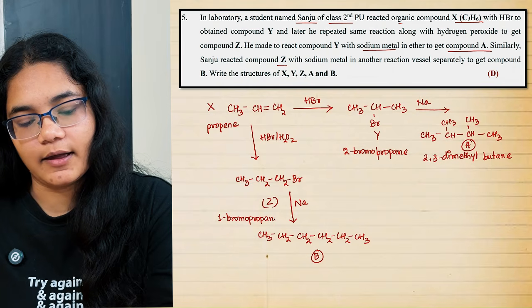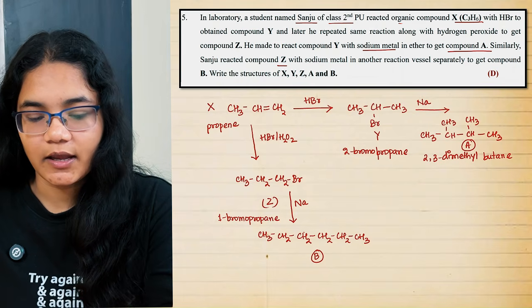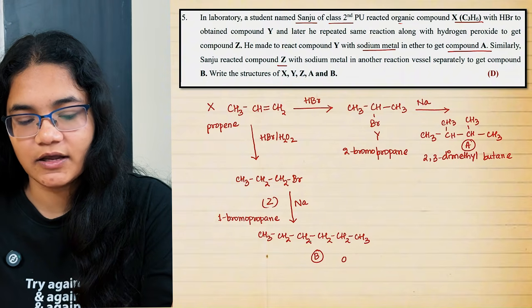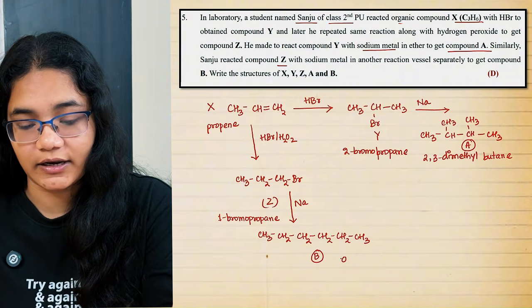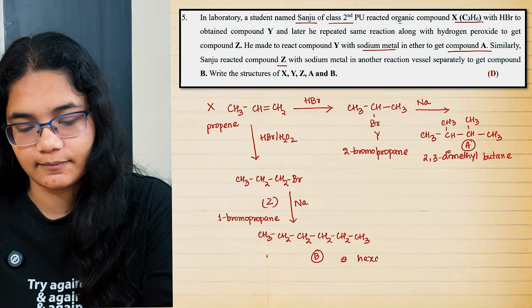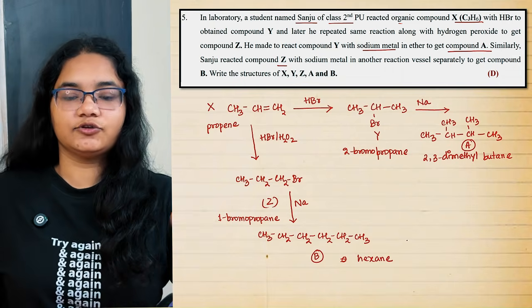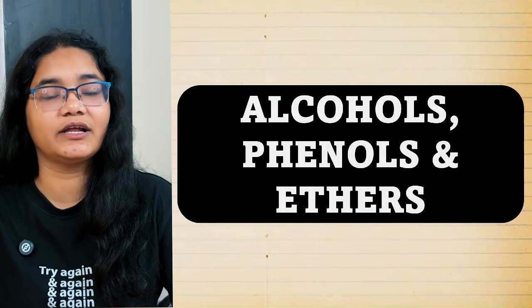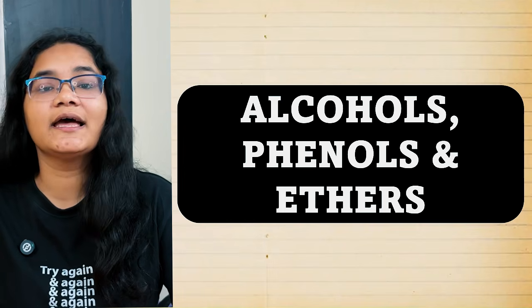Okay, and then we have A and B. So this is 2,3-dimethyl butane, whereas this one is octane, sorry, hexane. 1, 2, 3, 4, 5, 6, hexane. Clear? So these are the case-based questions from the chapter Haloalkanes and Haloarenes. Now we will move to the next chapter, that is alcohols, phenols and ethers.